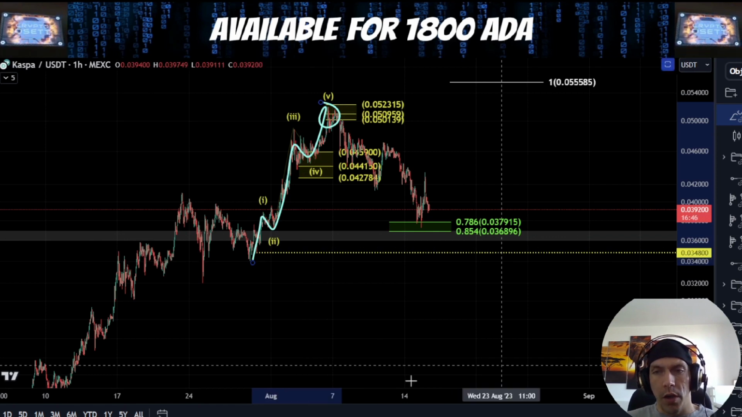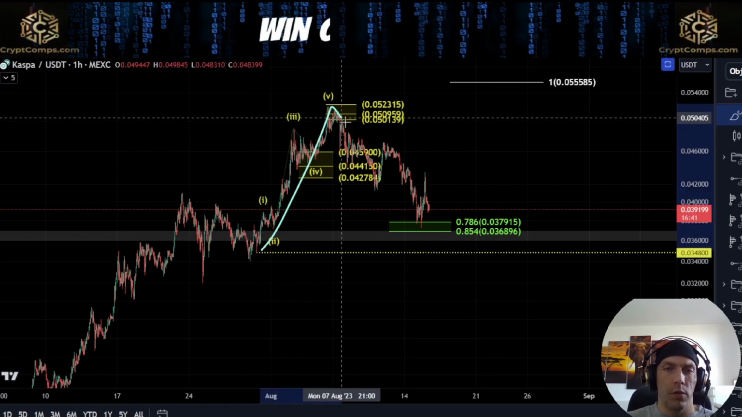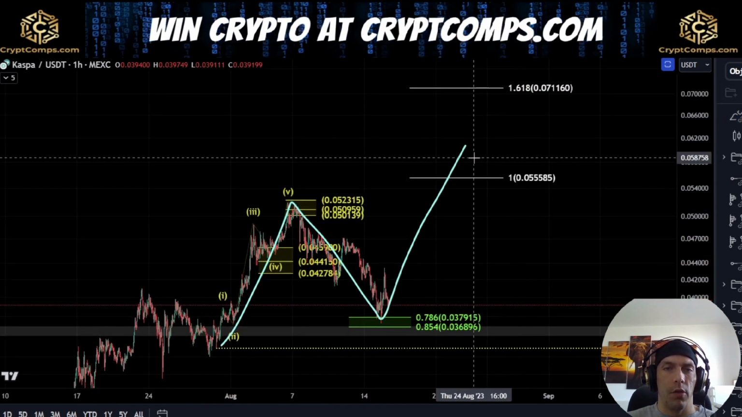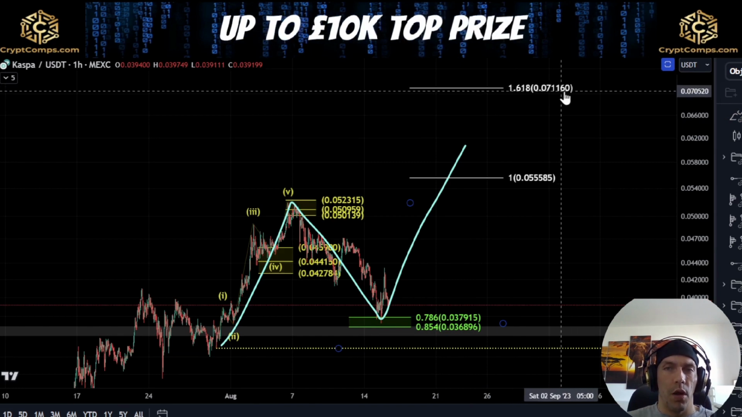But until we actually break this 34800, we need to just be aware of that possibility that this could still become 1, 2 here, and we could still see a trend continuation to the upside, in which case the target for this 3rd wave would be the 71160.